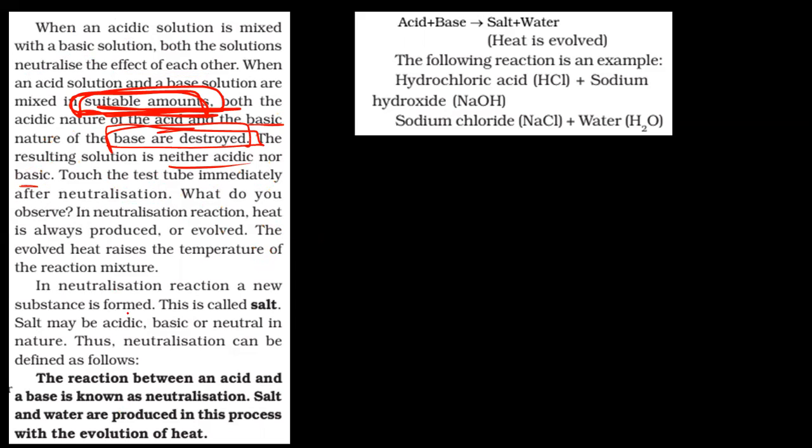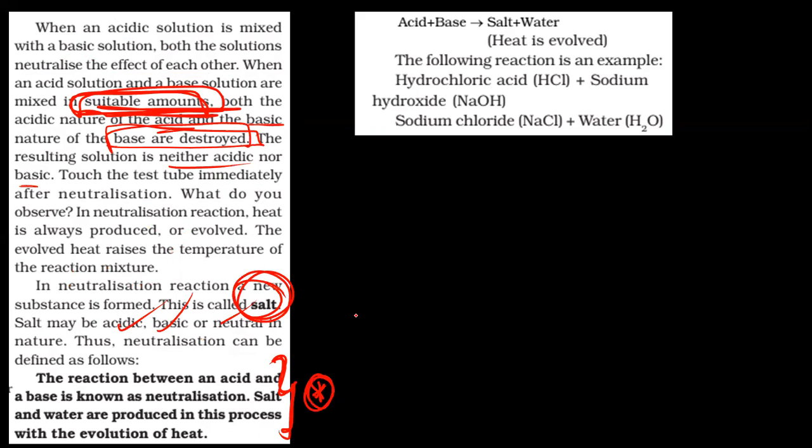Now, neutralization forms a salt. We need a product because a reaction is taking place, and the salt may be acidic, basic, or neutral, as I said. And the reaction between acid and base is known as neutralization. Salt and water are produced in this process with the evolution of heat. This is important, it gives you a defining line.